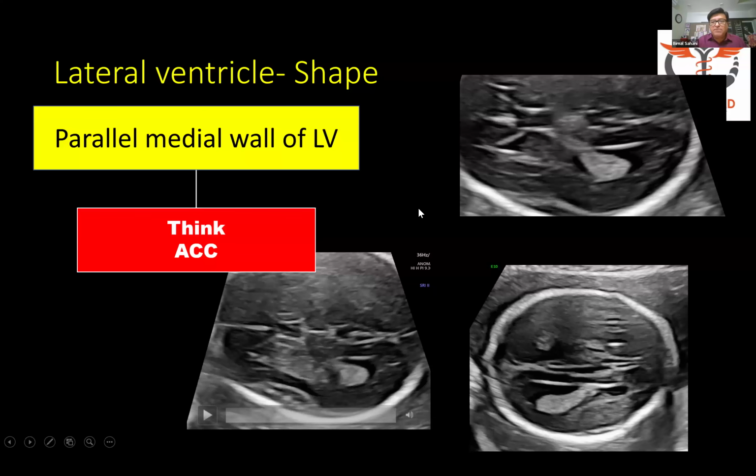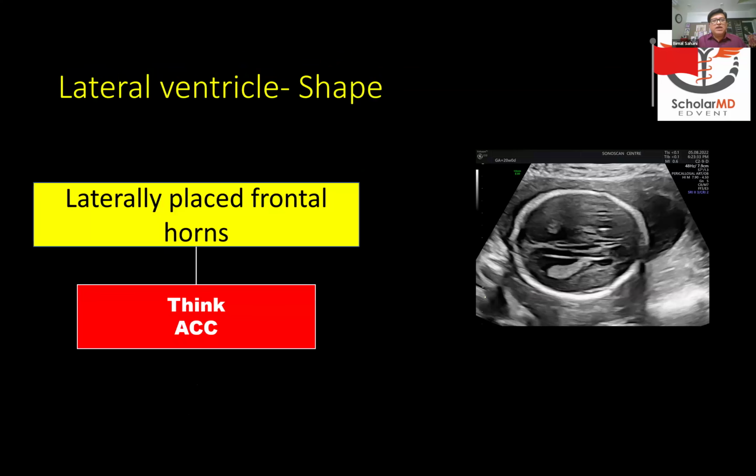If you find that the medial wall of the lateral ventricle is parallel. Now, normally the medial wall of the lateral ventricle is curved, more like an extended S shape. That's the medial wall. But here you can see that the medial wall is parallel. So if you have a medial wall which is parallel, then think of again the agenesis of corpus callosum. Now, if in looking at the shape of the ventricle, you find that the frontal horns are pinched, then again think of corpus callosal agenesis.